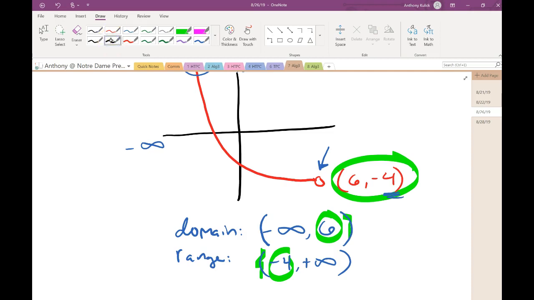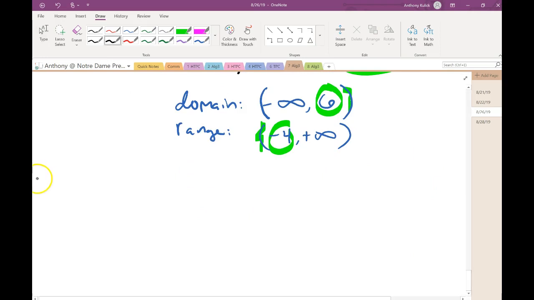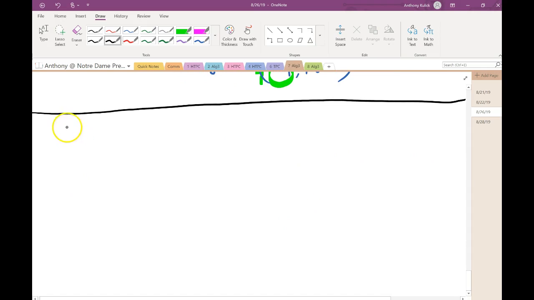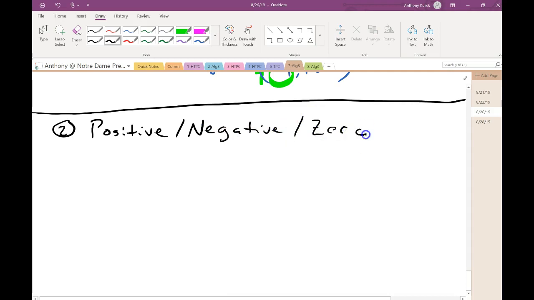How do you guys feel about these domains and ranges using the intervals? Not too bad? Okay. Good. The next thing I want to talk about is where the graph or the function is positive, negative, and 0.